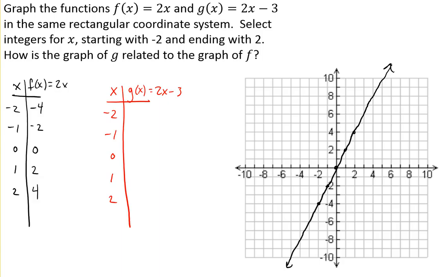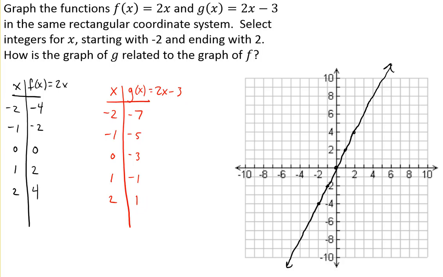And now we'll go ahead and fill in the same type of table here for the function g. So g of x is 2x minus 3. So when x is -2, that's 2 times -2, so -4 minus 3, that makes -7. When x is -1, we get -2 minus 3 is -5. When x is 0, we get 0 minus 3, so -3. Then we get 2 minus 3, it's -1, and 4 minus 3 is +1.